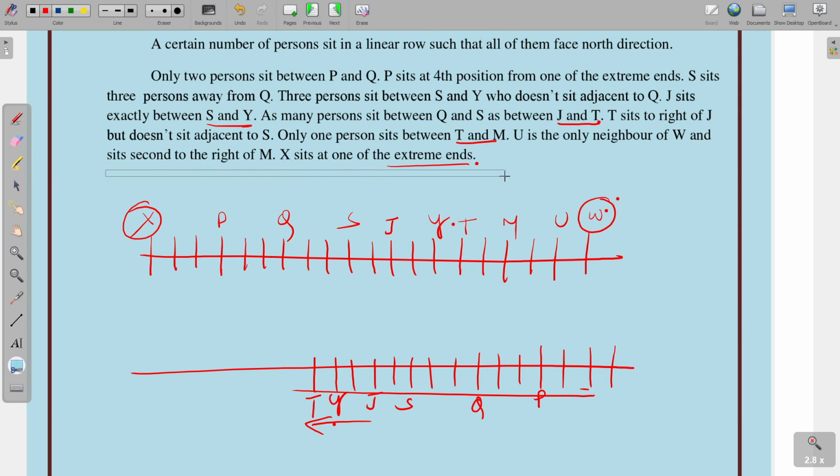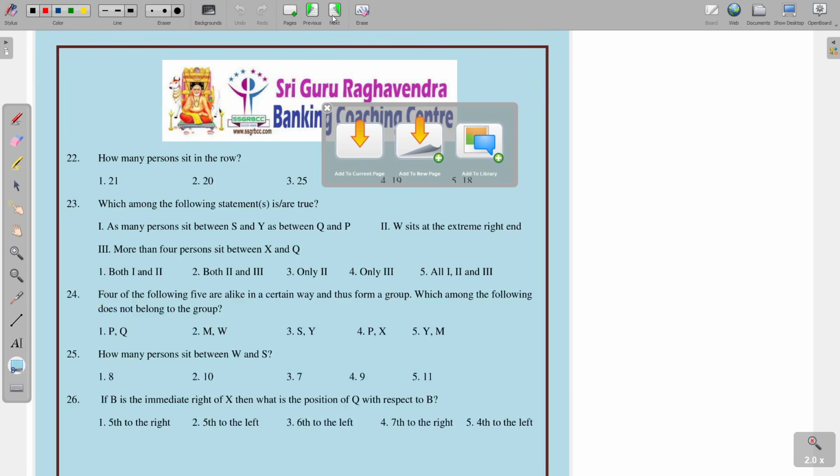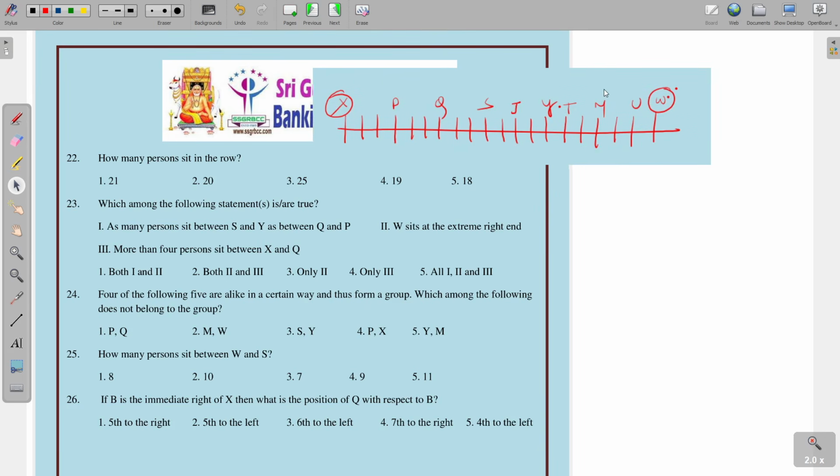So it is the final arrangement of the uncertain numbers. Let us move on to the questions. How many persons sit in the row? See, 2, 4, 6, 8, 10, and next 12, 14, 16, 18, 20. 20 persons totally. Which among the following statements is true? As many persons between S and Y as between Q and P. Between S and Y there are 3 persons, between Q and P 2 persons. This one is not correct. W sits at the extreme end, so the second one is correct. Extreme right end. Next, more than 4 persons sit between X and Q.